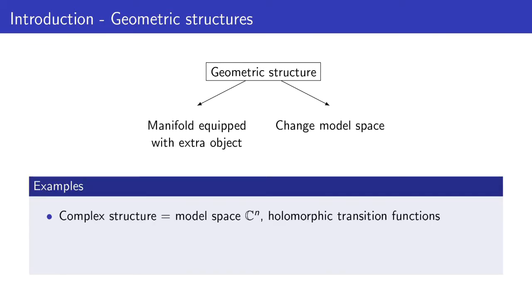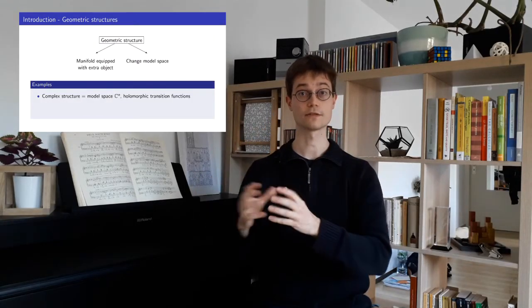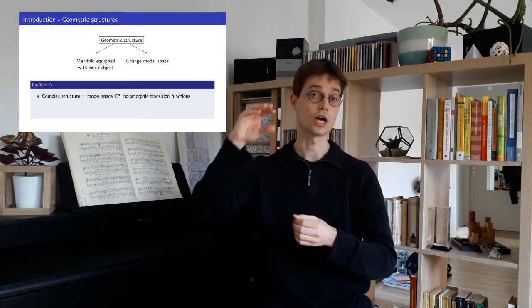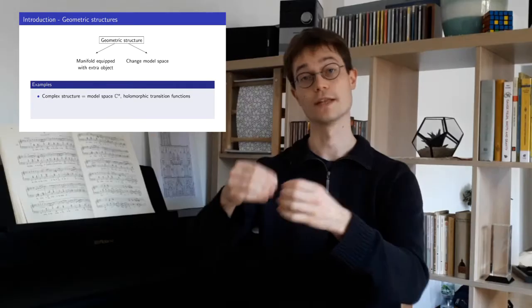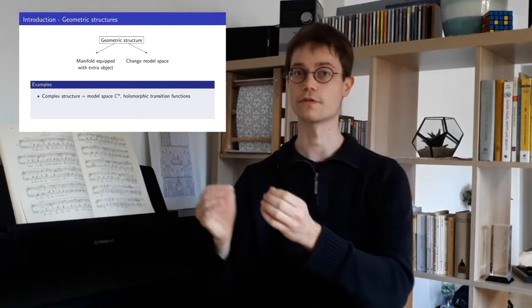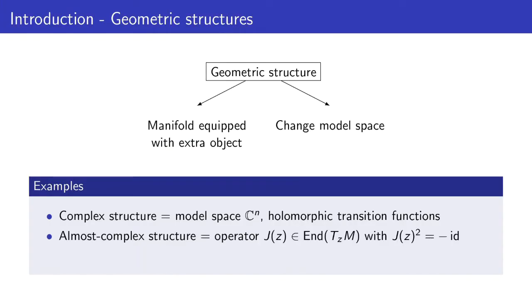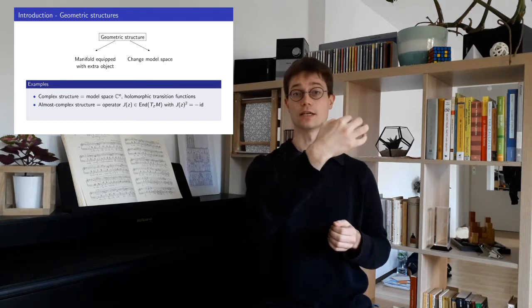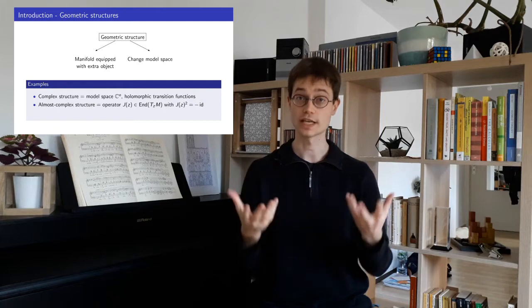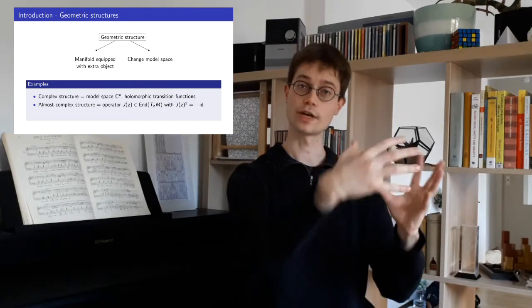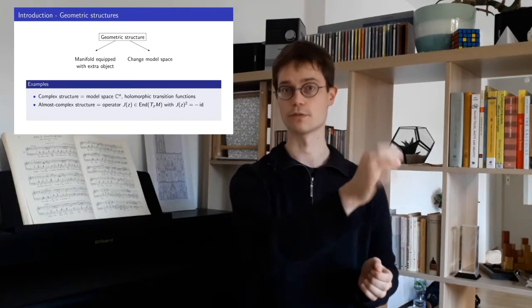If I consider, for example, the complex structure, this is of the second kind, because a complex structure on a manifold is a manifold whose charts are not open subsets of some R^n, but of C^n. And then you demand the transition functions to be holomorphic. You could also define what is called an almost complex structure. In this case, you start from your manifold, and for each point, you add an operator which acts on the tangent space and whose square is minus the identity. And these operators have to vary smoothly with respect to the point.